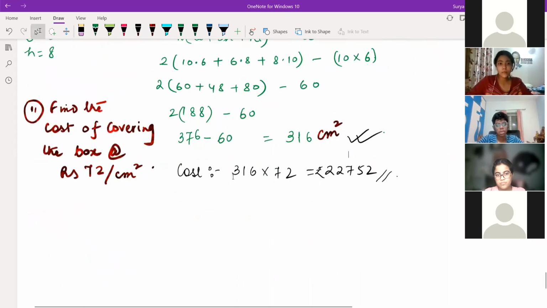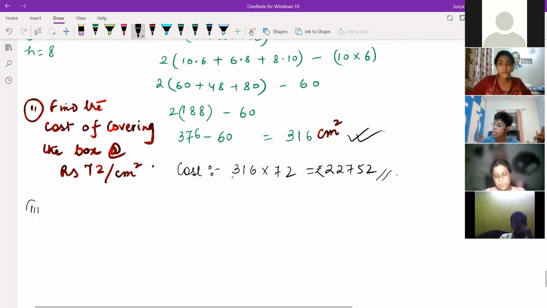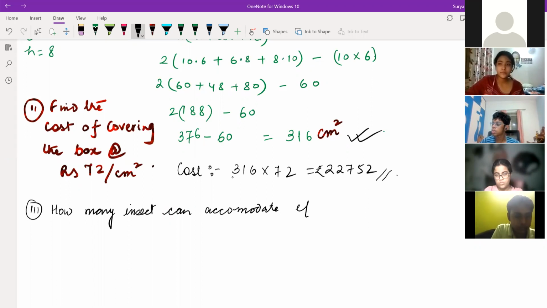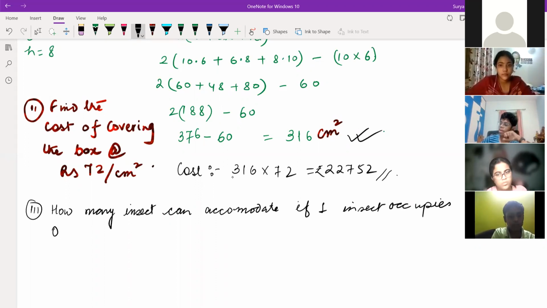Now, next question is, how many insects can be accommodated in the same cuboid if one insect occupies 0.2 centimeter cube space? Tell me, children, how to find this?